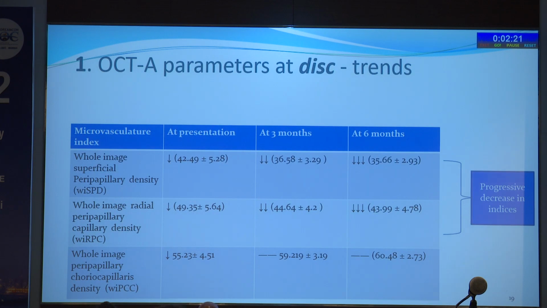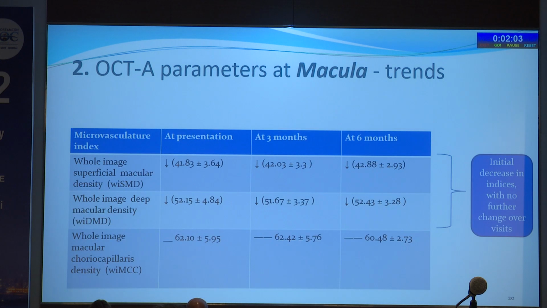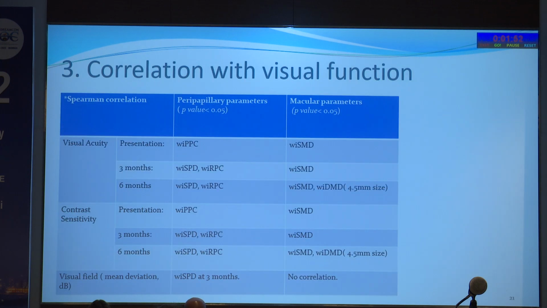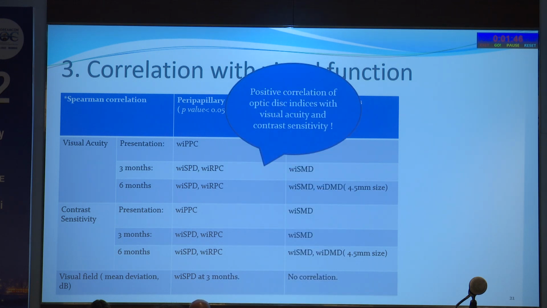The OCTA parameters at the disc showed progressive decrease in all the indices except the choriocapillaris, which was more or less stable. This was suggestive of a reduction in vascularity, likely due to the reduced metabolic demand due to the secondary atrophy of optic ganglion cells. At the macular level, all the parameters were reduced, but they were more or less stable at the period of 3 months and also at 6 months. When we correlated this with the visual function, we found that the visual acuity and the contrast sensitivity correlated positively with the vascular indices at the disc but not at the macula.